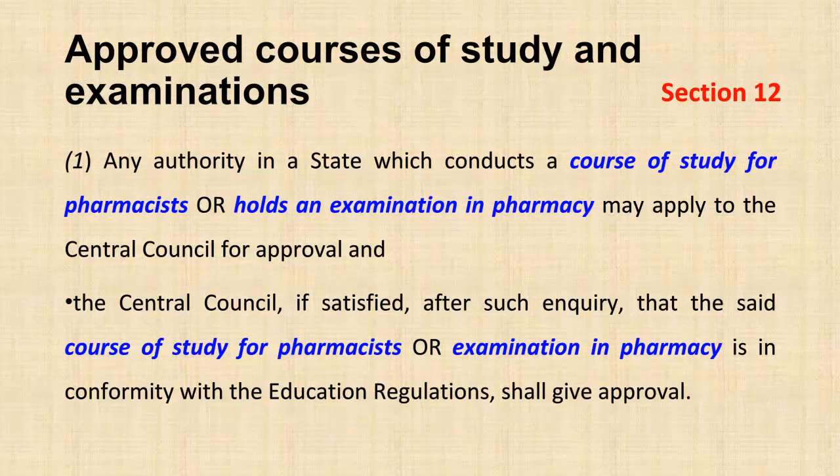Approved courses of study and examinations. Section 12. Any authority in a state which conducts a course of study for pharmacists or holds an examination in pharmacy may apply to the Central Council for approval, and the Central Council, if satisfied, after such inquiry, that the said course of study for pharmacists or examination in pharmacy is in conformity with the education regulations, shall give approval.